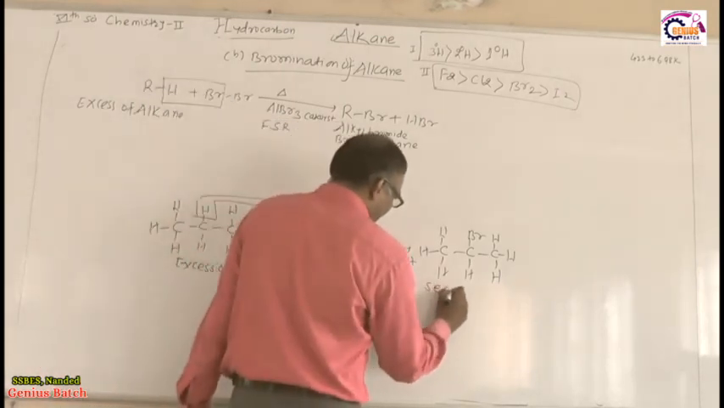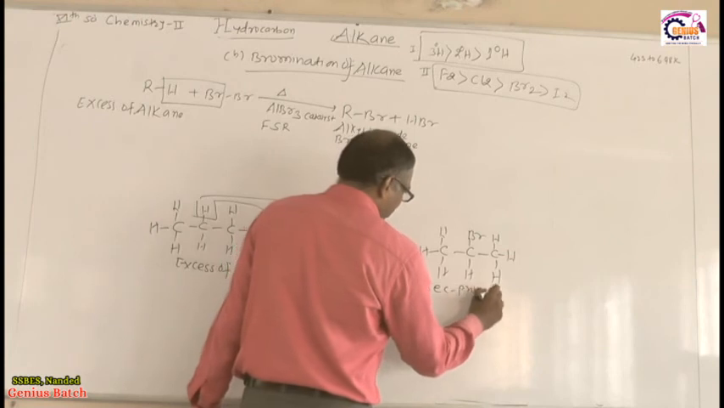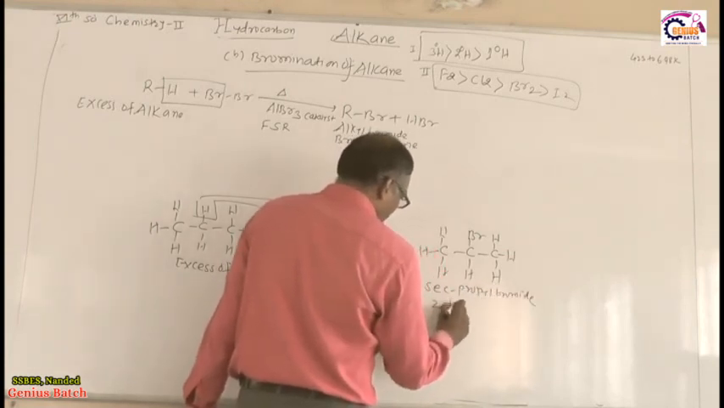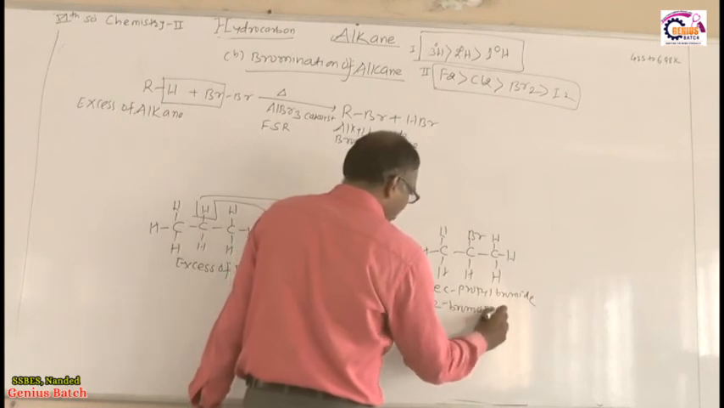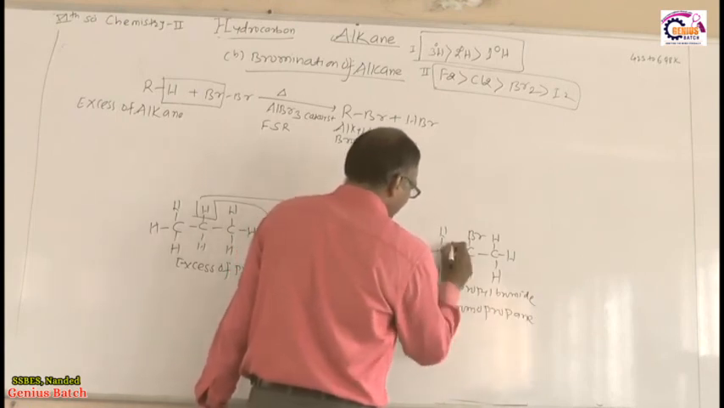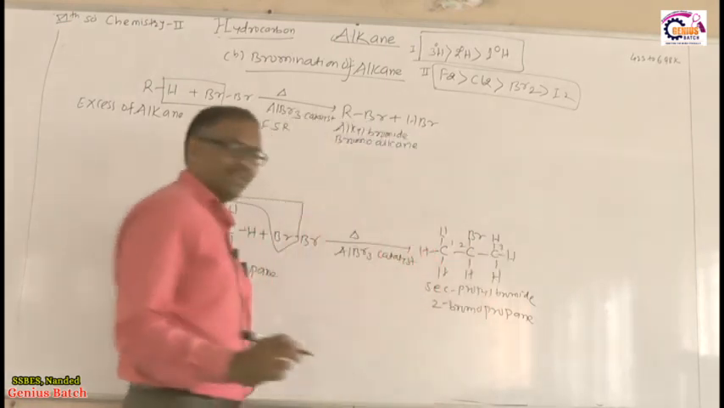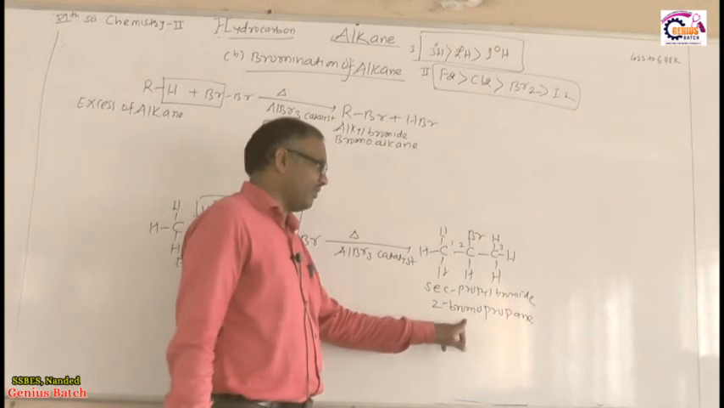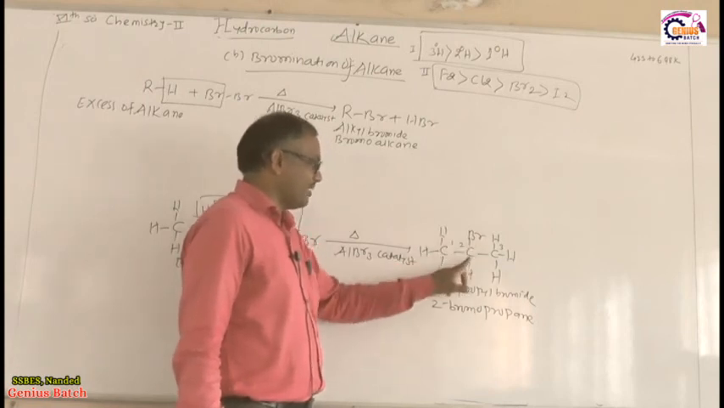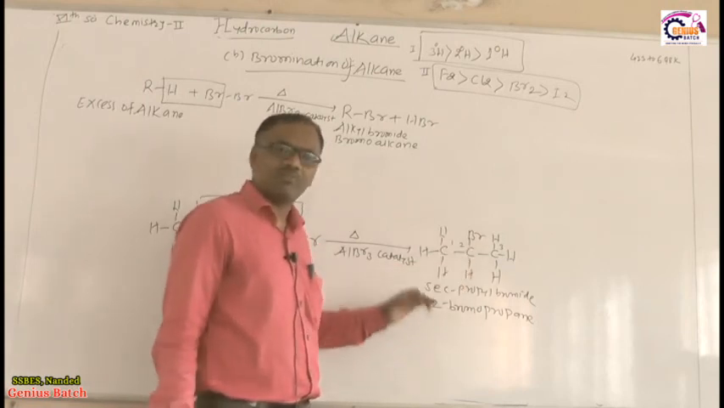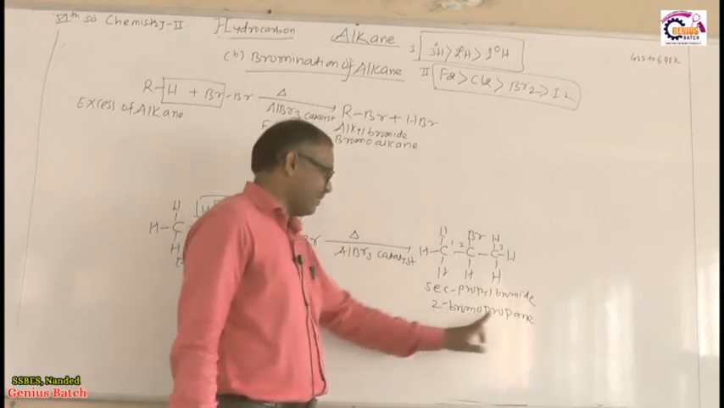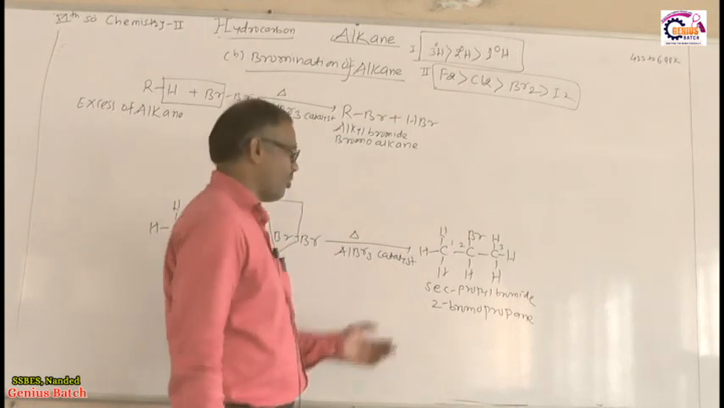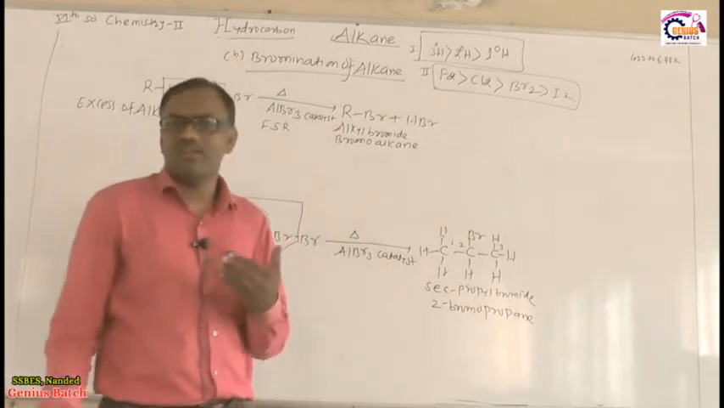This is called secondary propyl bromide. 2-bromopropane is the IUPAC name. So 1, 2, 3: at the second carbon atom, bromine is there. How to write the IUPAC name? First write the name of the functional group, bromo. Bromo is present at which carbon? 2. So it should be written before the bromo, with a hyphen. Then how many carbon atoms in the straight chain? 3, so propane. 2-bromopropane. It is also called isopropyl bromide.